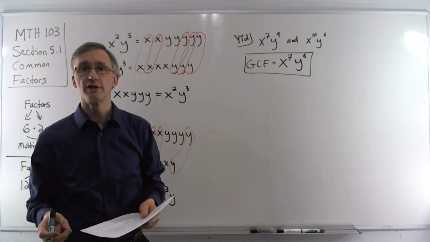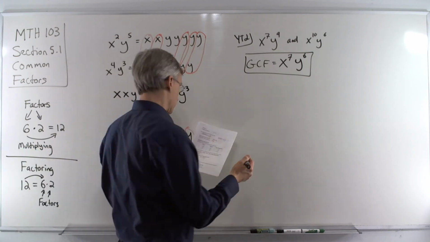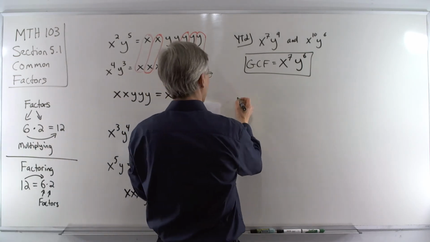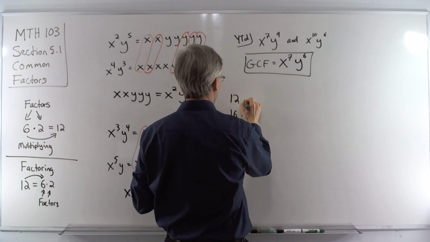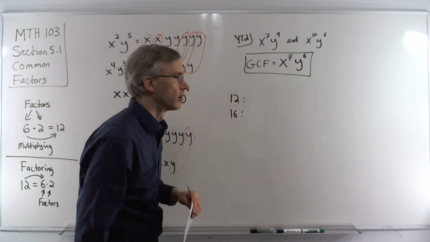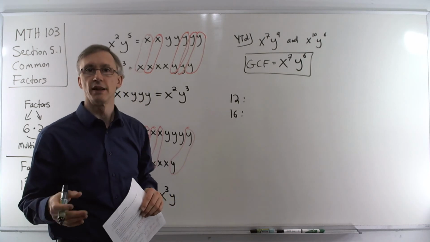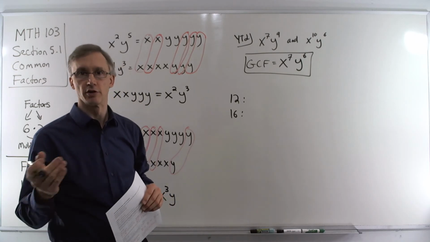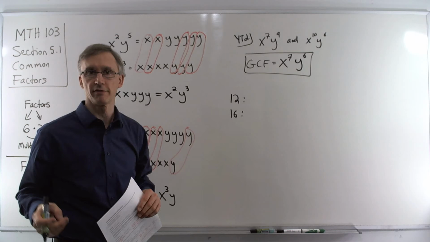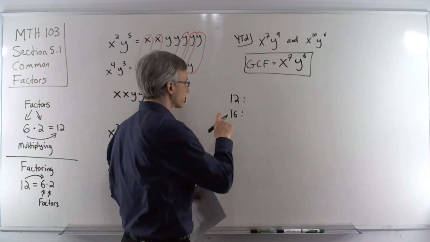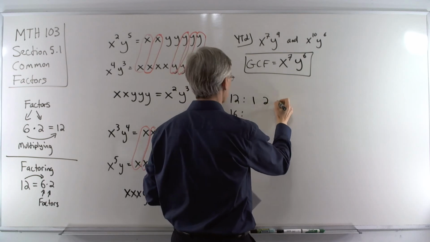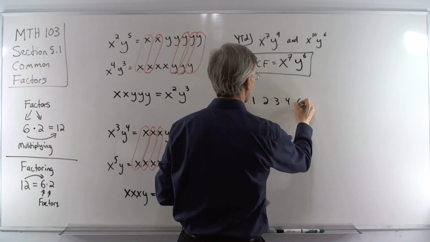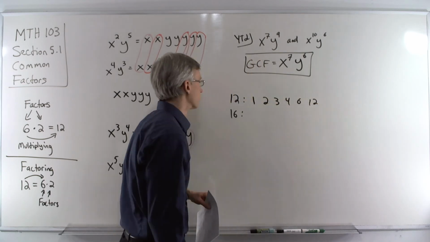All right, now we're going to find the GCF of numbers. And method 1 will be listing all the factors and then selecting the largest one, the greatest common factor. So all the factors of 12, these are all the numbers that divide evenly into 12. So 1, 2, 3, 4, 6, and 12.